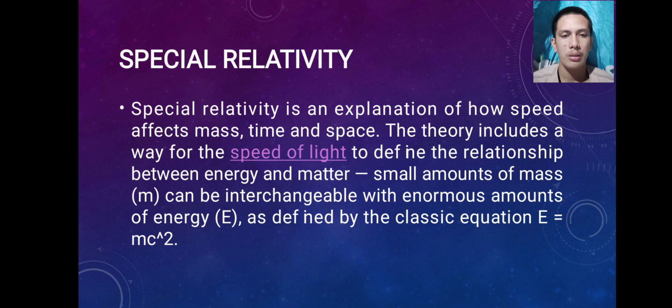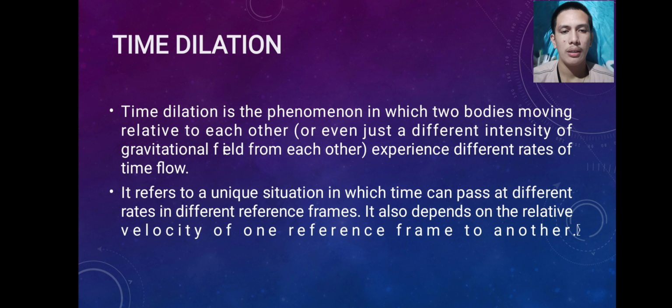Moving on, special relativity also introduced two other key concepts: time dilation and length contraction. These phenomena arise due to the fundamental postulates of special relativity. Time dilation is a concept that deals with how time can pass at different rates for different objects or in different situations. It happens when two objects are moving relative to each other or when they are in different gravitational fields.